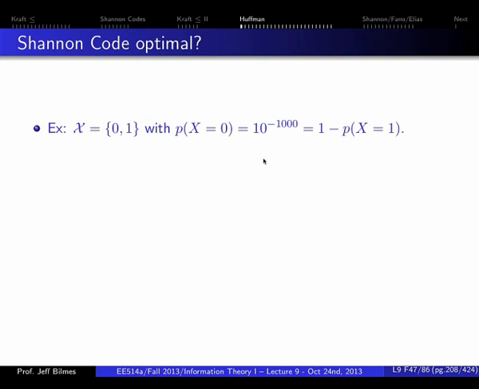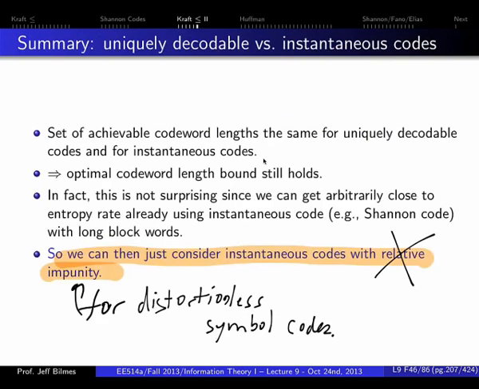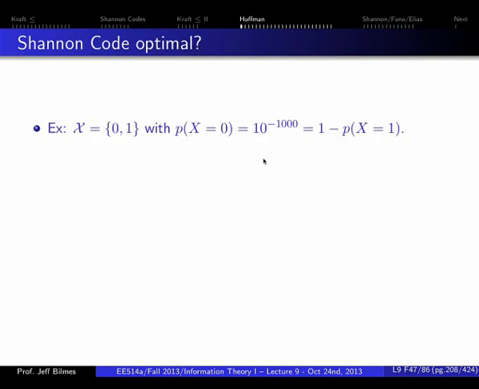Okay. Now what about Shannon? Let's go back to Shannon for a minute. In some real sense, you might think, okay, Shannon codes are great, but for any finite block length, Shannon codes might be highly suboptimal. Here's an example. This is an extreme example because it's a block length of size one. Let's say the source alphabet is binary, and the probability that x is equal to zero is 10^-1,000, and the probability that x is equal to one is one minus that.